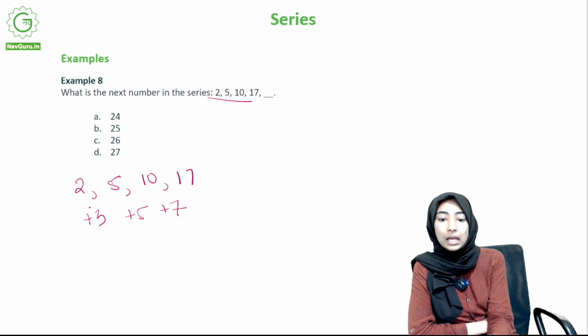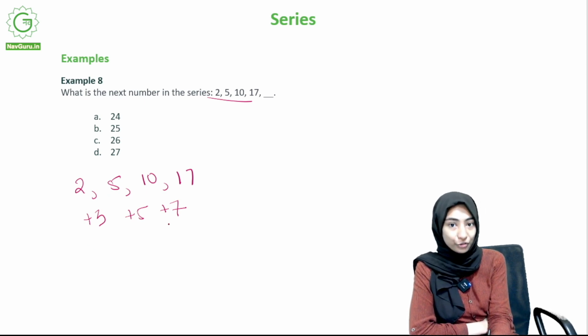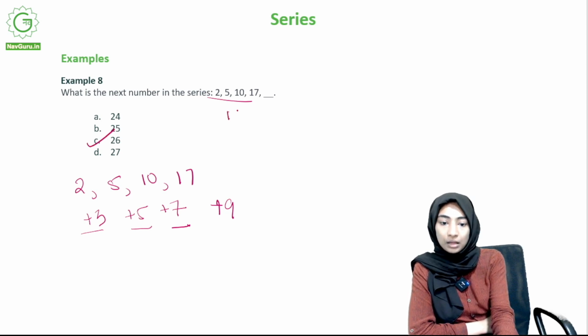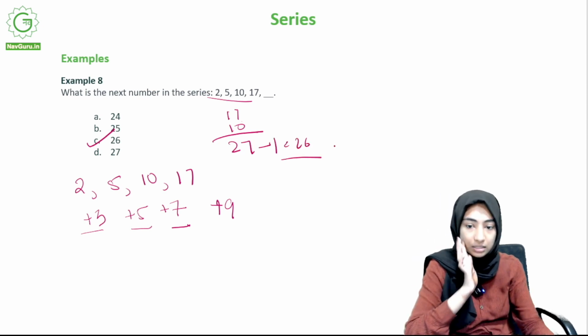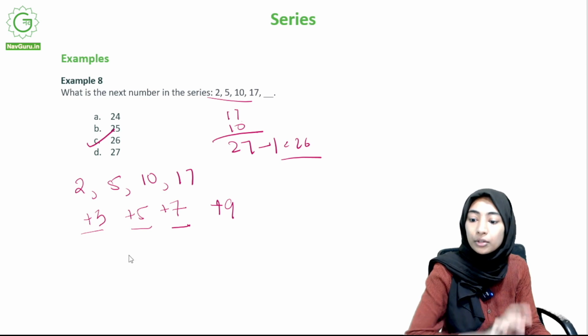This is a pattern that we've seen a lot of times by now, but I will just see again. What do you think the difference is? 3, 5, 7. So what do you think will be the next? Plus 9, right? 3, 5, 7, 9 basically. So 17 plus 9 is 26. How do you get that? Basically, just see 17 plus 10 is 27. Minus 1 is 26. So that is how you get the answer. Moving on to your next question.